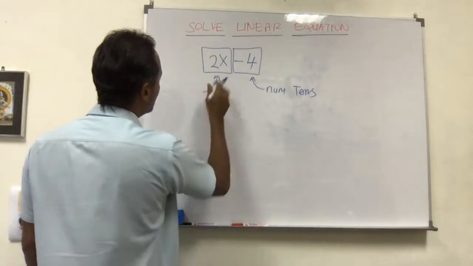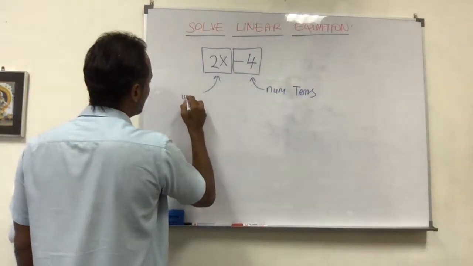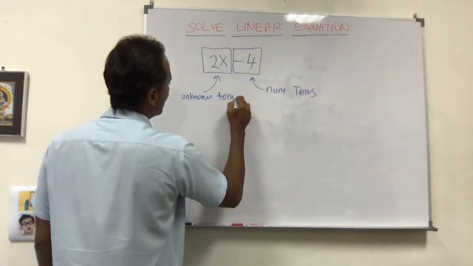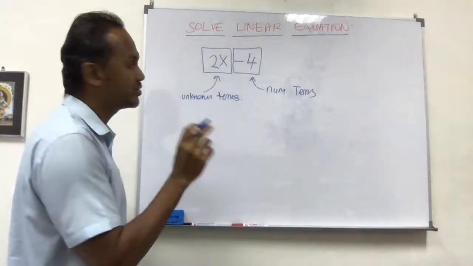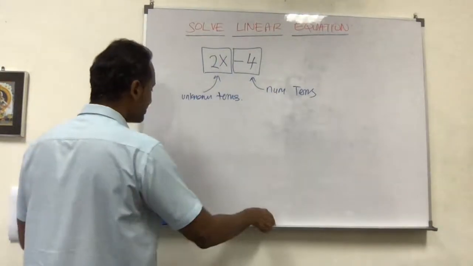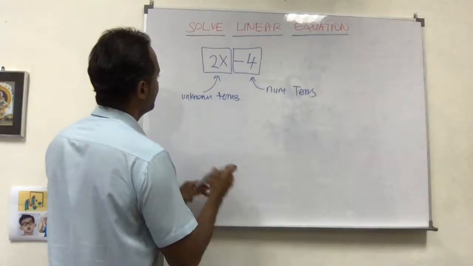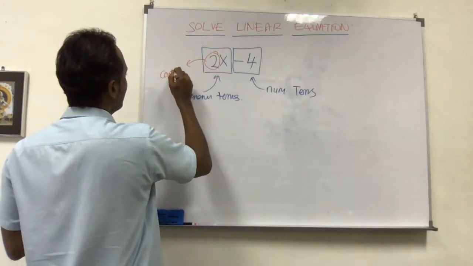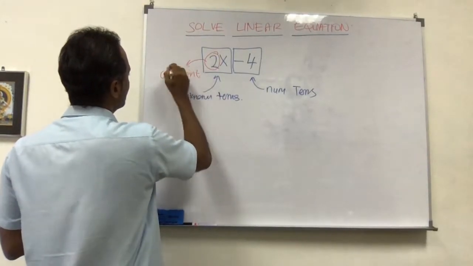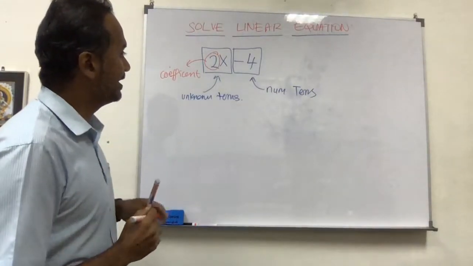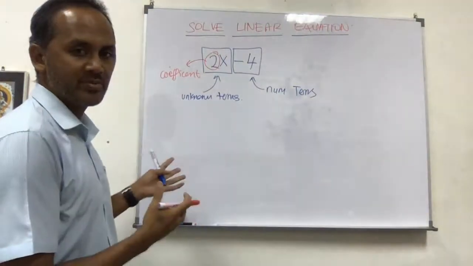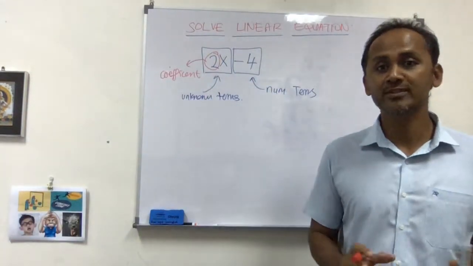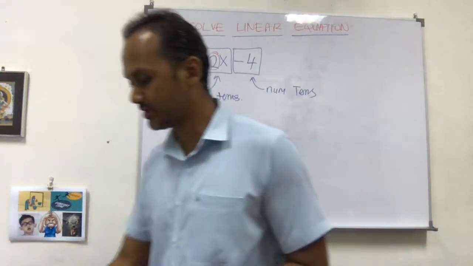This unknown term has two components, two parts. The first part is known as the coefficient. So this is just an expression without any equal sign.